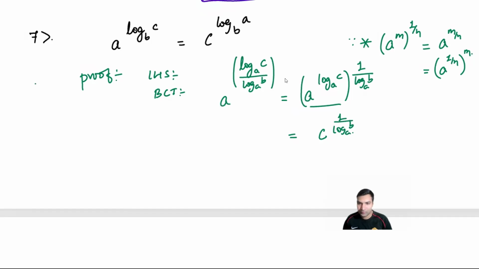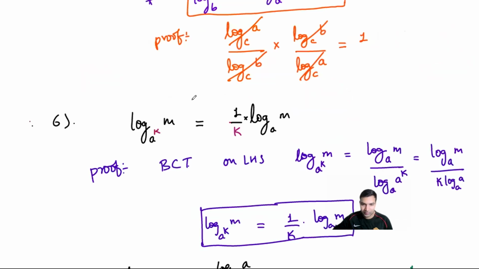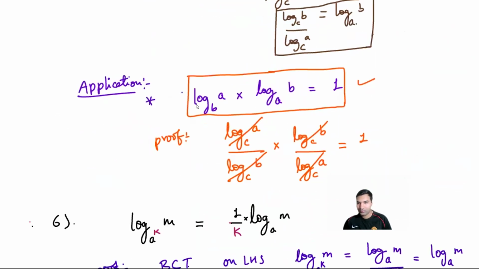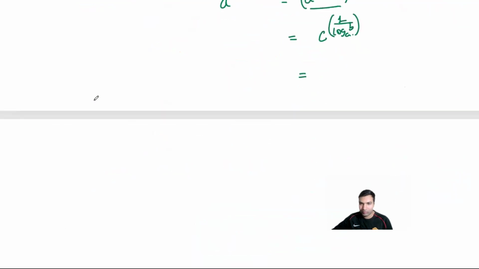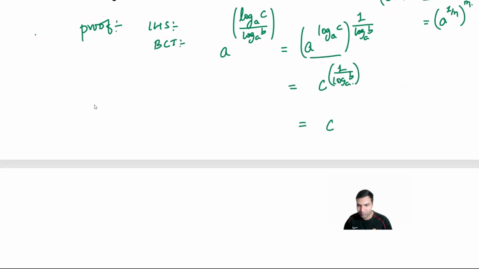And then this 1 over log b to the base a can be written with this result, which we have just now proved, since log of a to the base b can be written as 1 over log of b to the base a. When we interchange, they become the reciprocal of each other, right? So what will be the reciprocal of this power? The reciprocal would be log of a to the base b, isn't it? So hence we have proved it. What was the LHS part? LHS was this a to the log c to the base b.